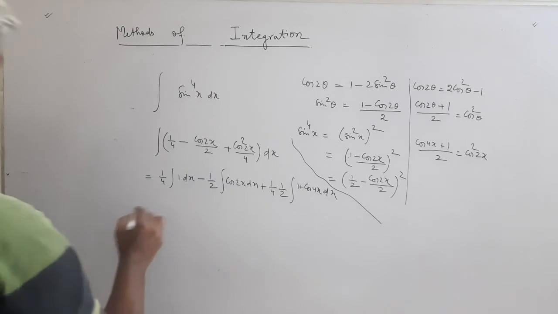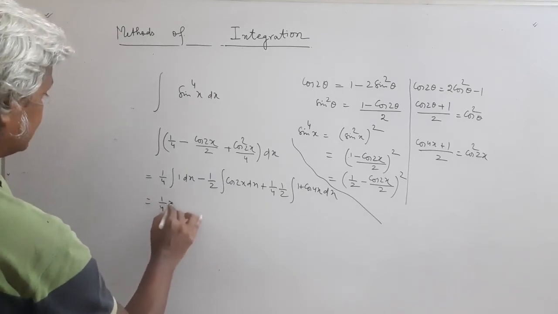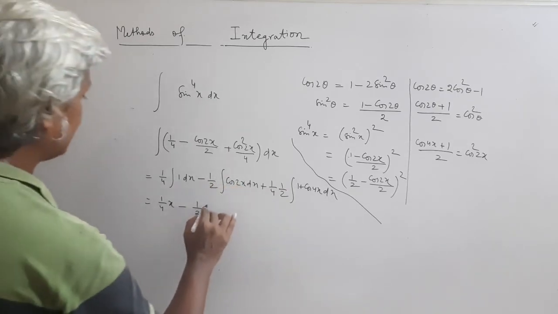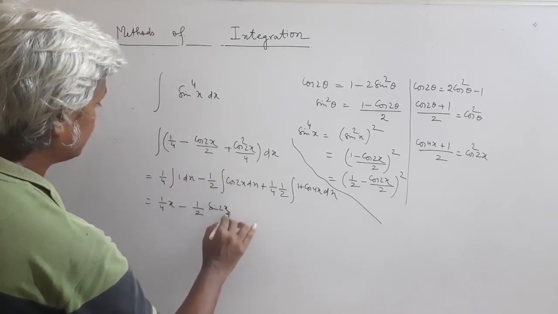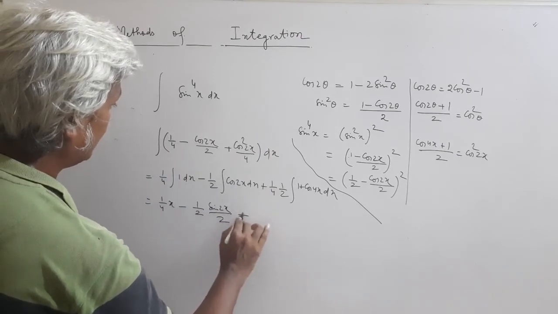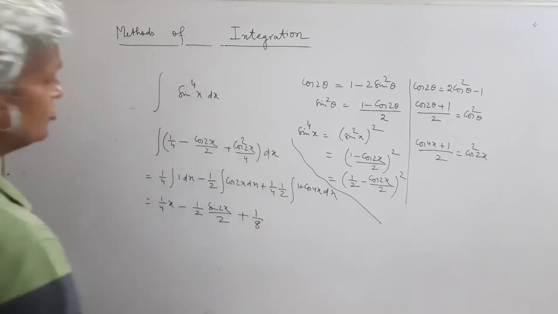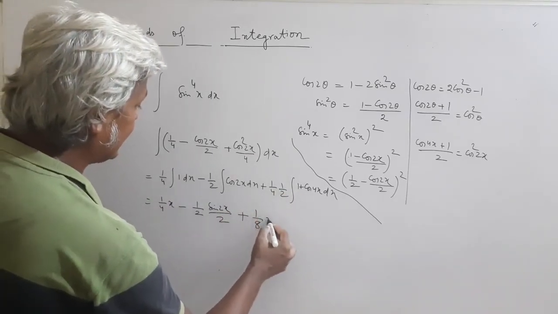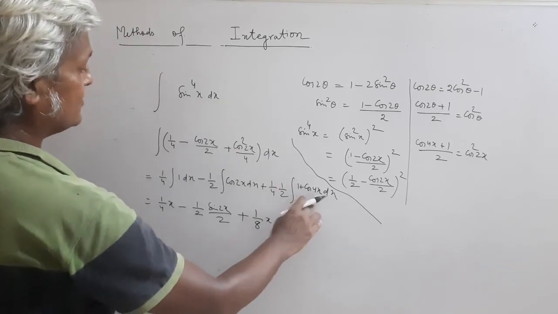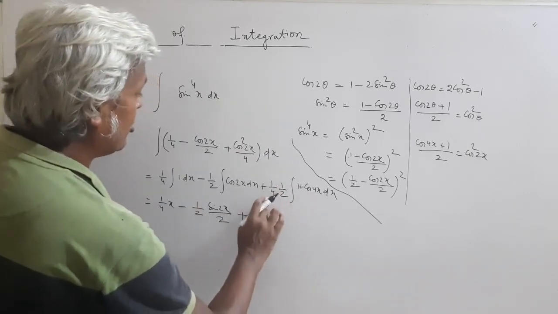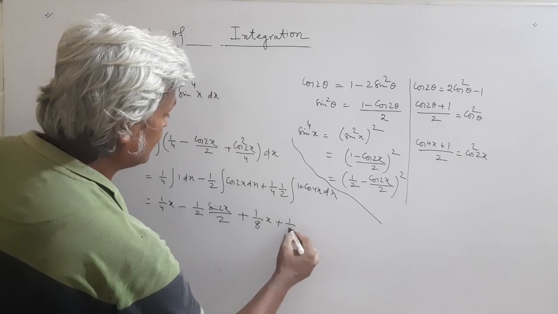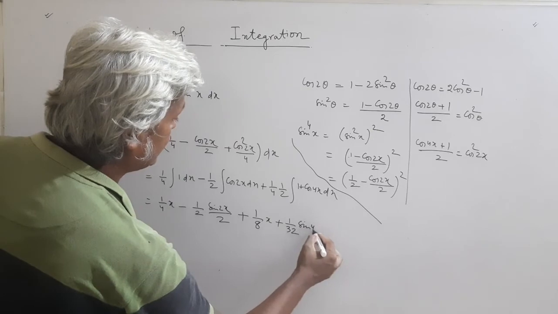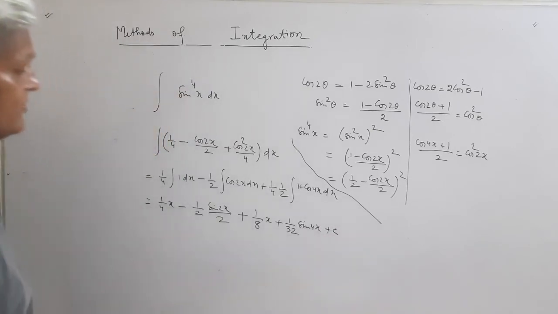Now I find, so this is 1 by 4x minus 1 by 2. Integration of cos 2x will be sin 2x over 2, plus this is 1 by 8. There are two terms, one is 1, one is cos 4x. So integration of 1 is 1 by 8x, plus integration of cos 4x will be sin 4x over 4, and along with this 1 by 8, this will come 1 by 32 sin 4x, and this is my constant of integration.